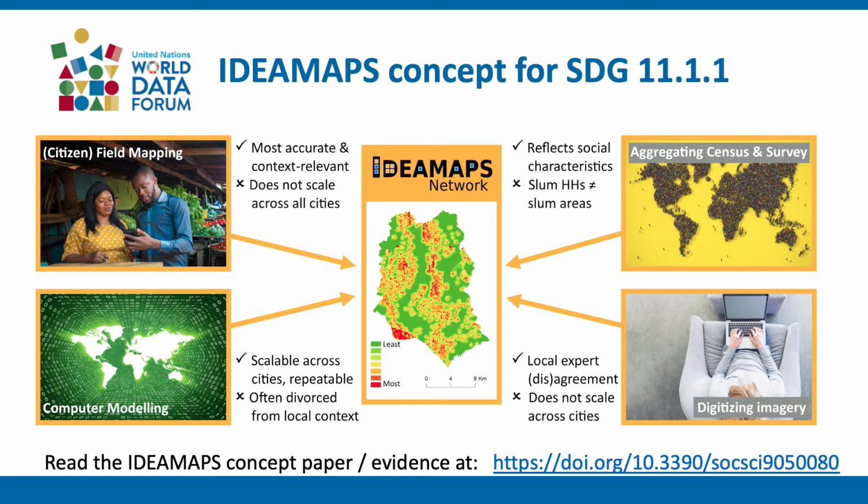And the 100-meter scale helps to hide altogether the most vulnerable, what we might call pocket slums, which are extra tiny settlements of slum households or informal households. So please read more about our concept paper at the link. Next slide, please.